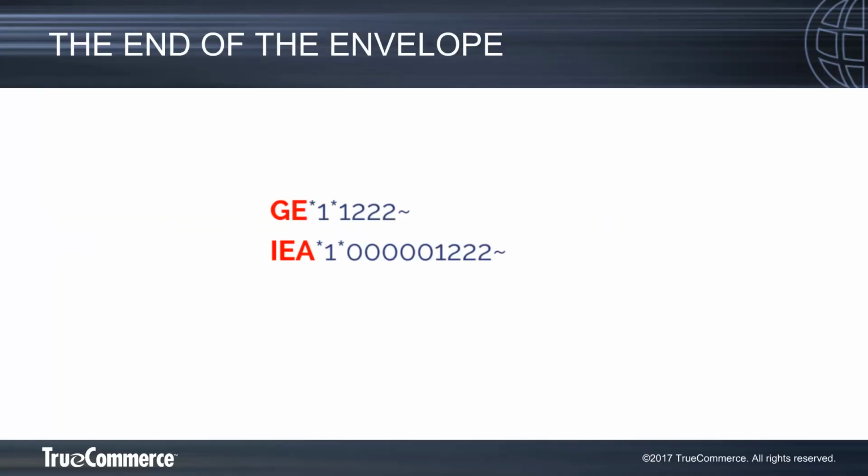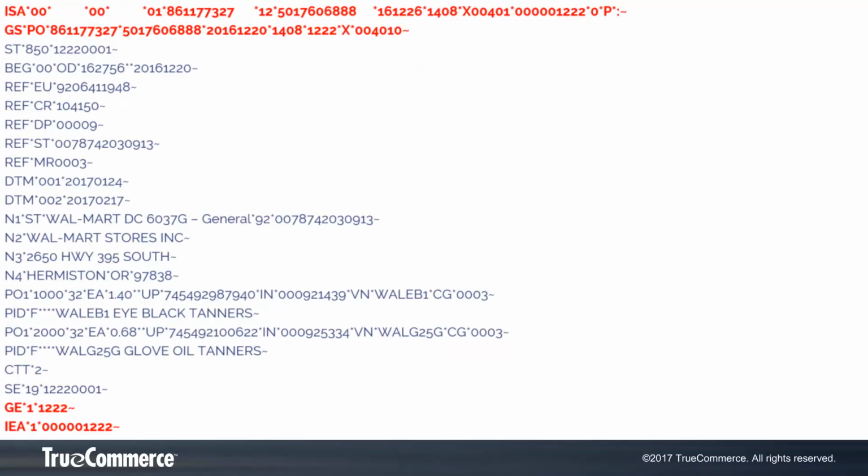Additionally, each EDI transaction ends with a GE segment and an IEA segment. The data contents within these segments can be thought of as a letter, where the ISA and GS segments at the beginning and the GE and IEA segments at the end are the envelope.